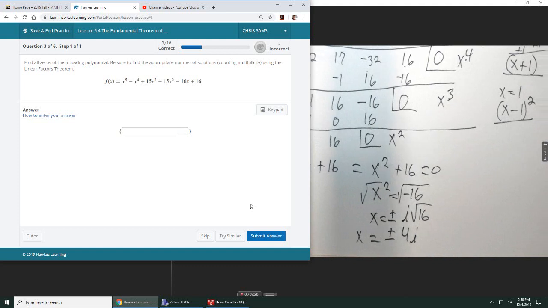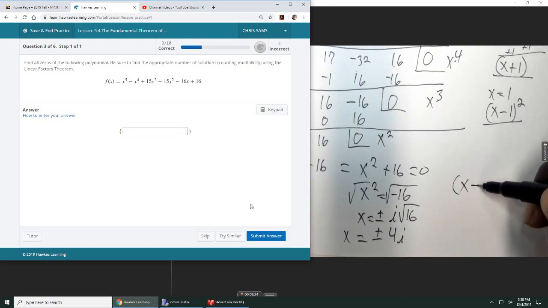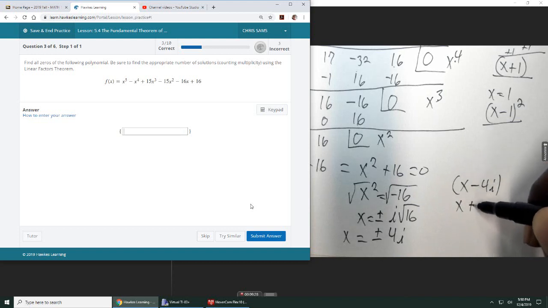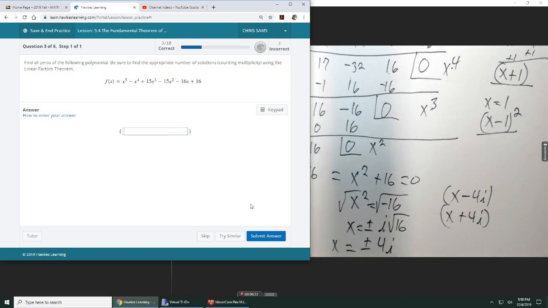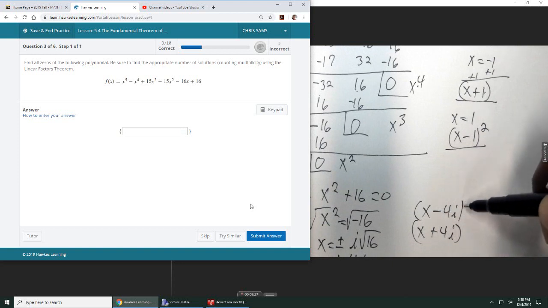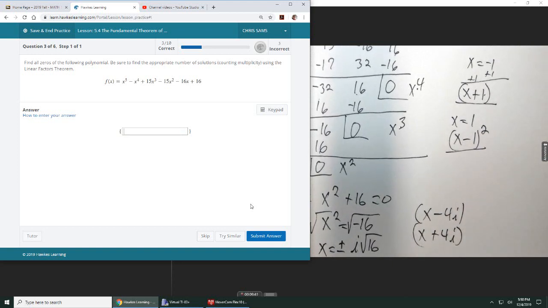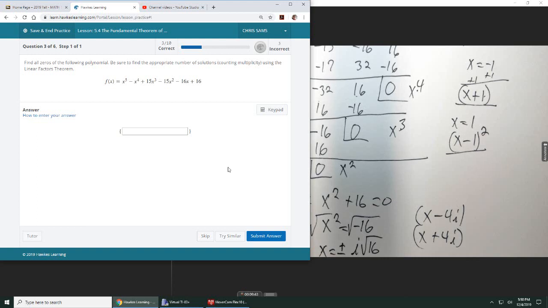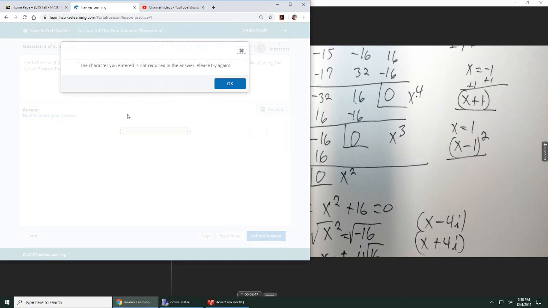So when I write those as linear terms, we end up with x minus 4i and x plus 4i. So here are all of my linear terms. X plus 1, x minus 1 squared, x minus 4i, x plus 4i. This is what we're going to type in our blank here. So in parentheses, we'll do each term, and its order doesn't matter.